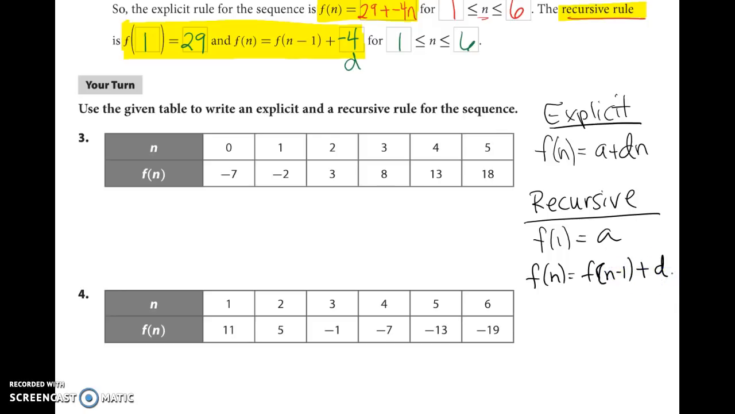You're going to want to go ahead and identify what your first term is and what your common difference is, and plug that in. Same thing here. What is your first term and what is your common difference? So you're looking for the same two pieces of information in order to plug into the formula and be able to find these. So good luck, guys.